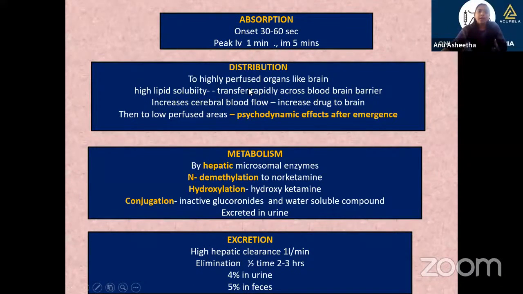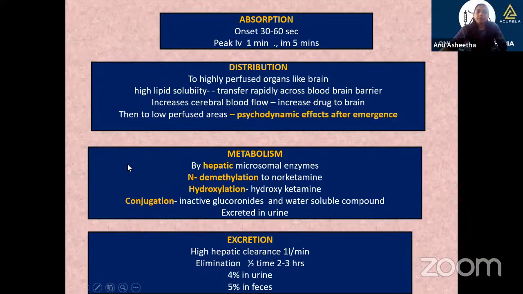Distribution: it is distributed to highly perfused organs like the brain first. Then their high lipid solubility attributes to the transfer across the blood-brain barrier. They increase the cerebral blood flow. They have a vasodilator effect, hence they cannot be used in cases of raised ICT. This causes increased drug delivery to the brain. Then it is redistributed to the low perfused areas. This is responsible for the psychodynamic effects after emergence.